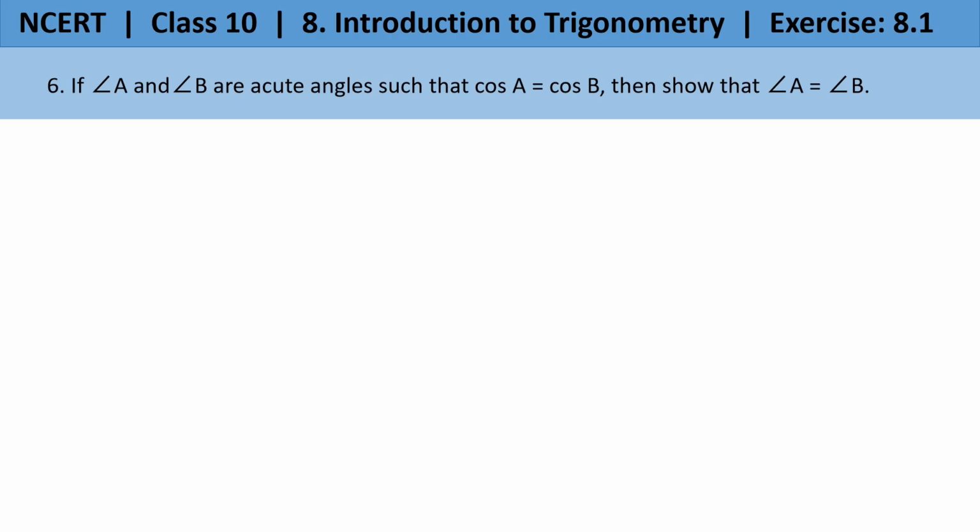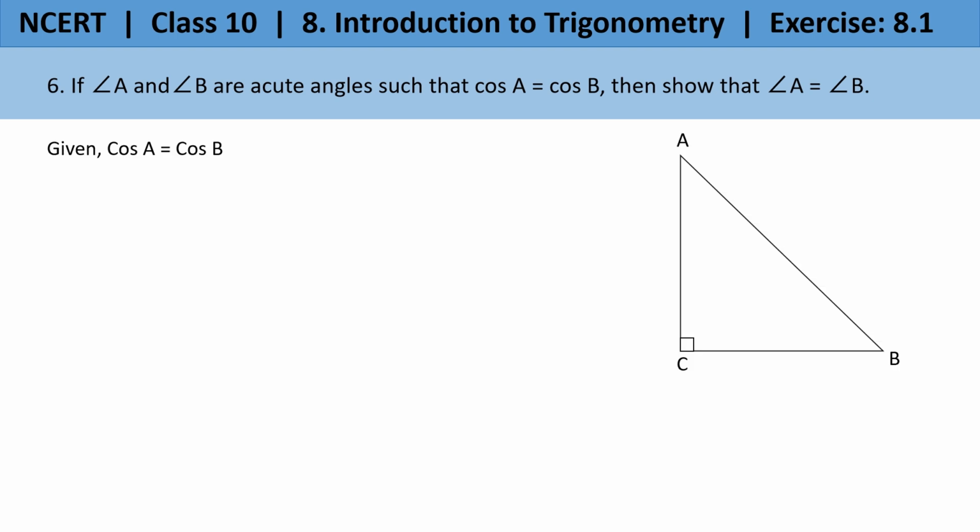If angle A and angle B are acute angles such that cos A is equal to cos B, then show that angle A is equal to angle B. I have drawn a right angle triangle. We have cos A is equal to cos B. We need to prove angle A is equal to angle B.